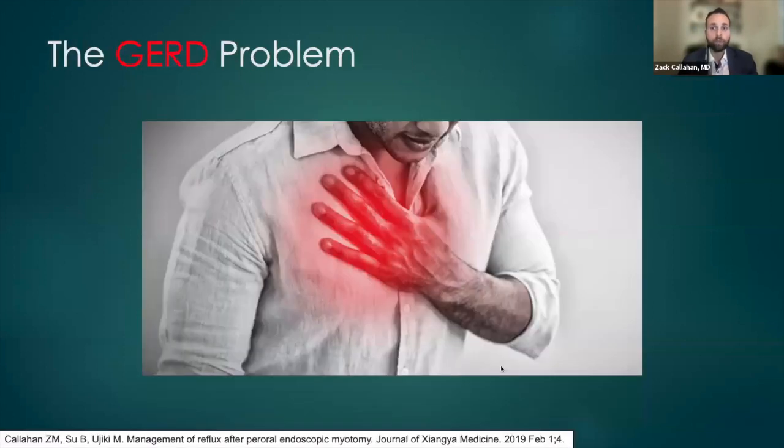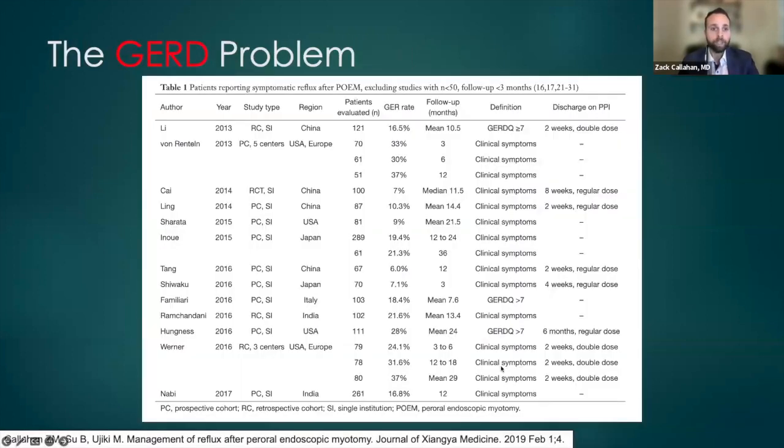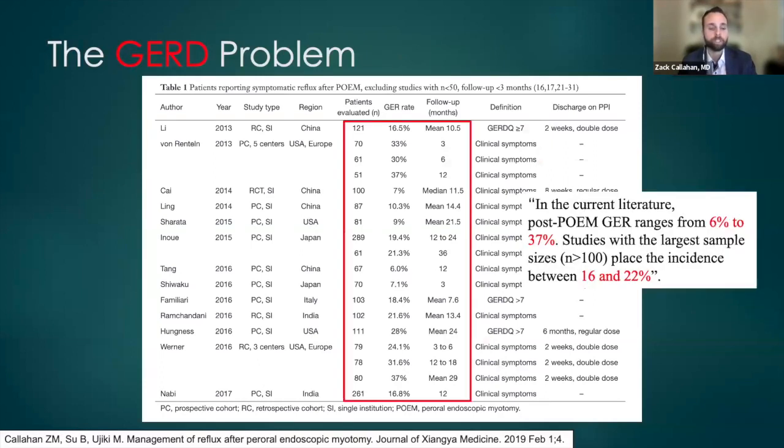But we know that post-POEM GERD is a major problem. And this is a review that we did looking at rates of GERD after POEM. And this is looking at symptoms. And, the larger sample size, you can see the rate, 16 to 22%. That's high, but certainly not horribly alarming.